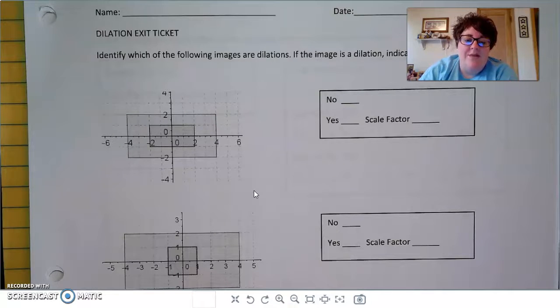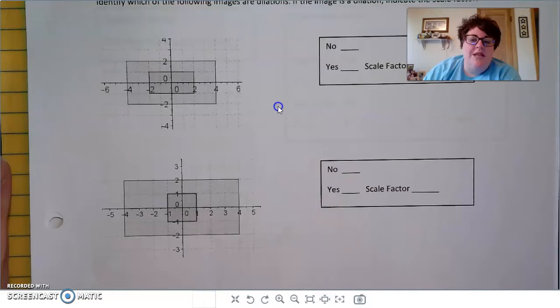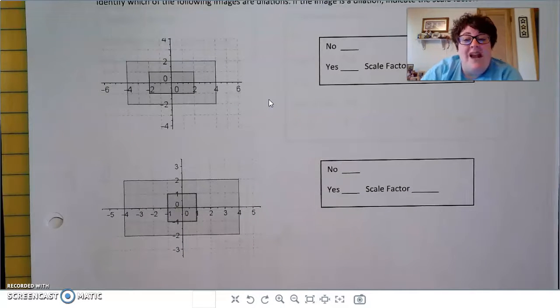So again, it really doesn't matter whether you go big to small. Remember that you preserve the shape. You can look at the first two and determine from there, do you even need to try? If you look at the first one, the middle portion is a rectangle, and the outer portion is still a rectangle. That tells you that you've preserved the shape, so this could be a dilation.